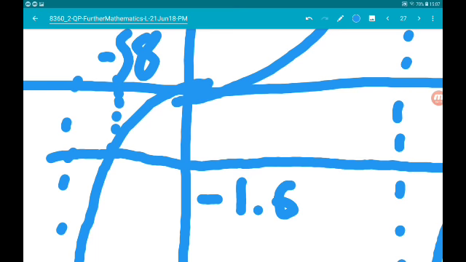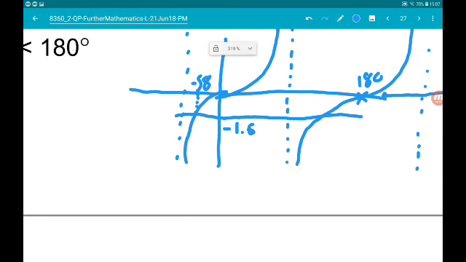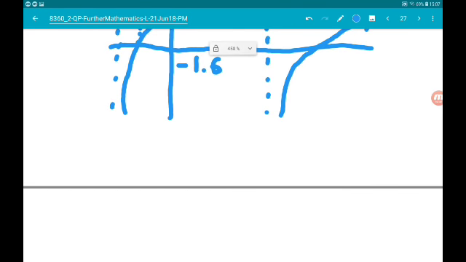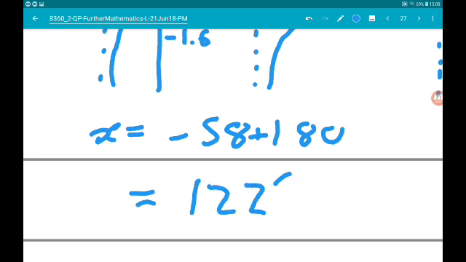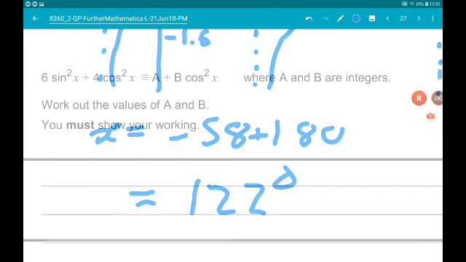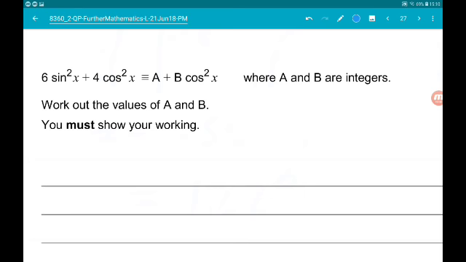Now, tan has a period of 180 degrees. That means to get from solution to solution, you add 180 degrees. So the x that we want is minus 58 add 180, which is going to give us 122 degrees. So x is 122. Go.